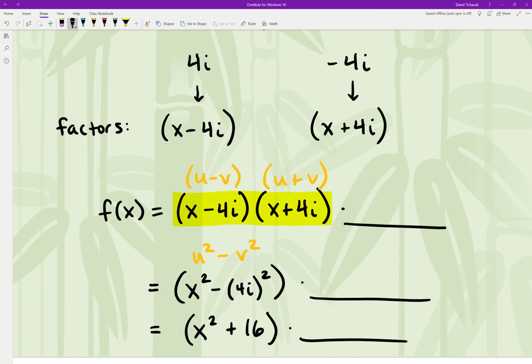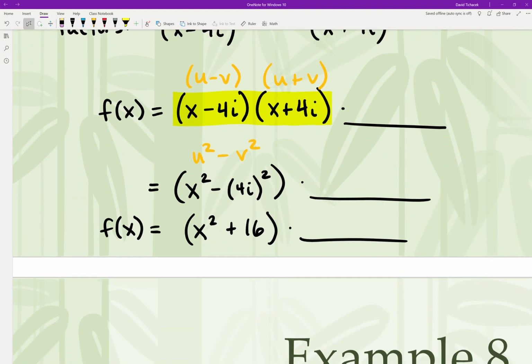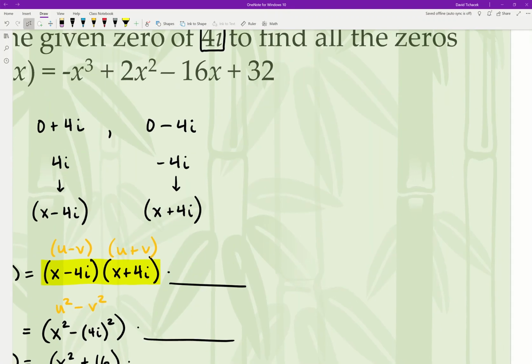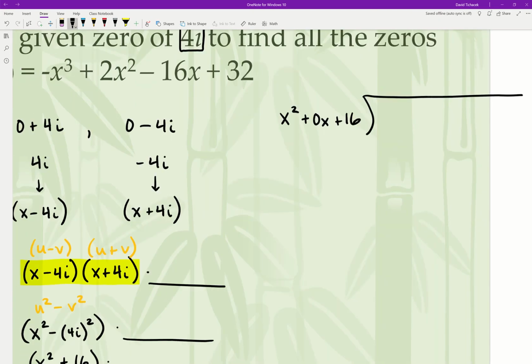And now it's our job to figure out what that something is going to be, because right now we know that f of x can be written in this way. We have x squared plus 16 times something. And so in order to figure out what that something is, let's do some long division. We're going to take our x squared plus 16, and I'm going to write a placeholder for my missing x term and say plus 0x. And I'm going to divide that into the polynomial that I was originally given, right? So that's going to be negative x to the third plus 2x squared minus 16x plus 32.